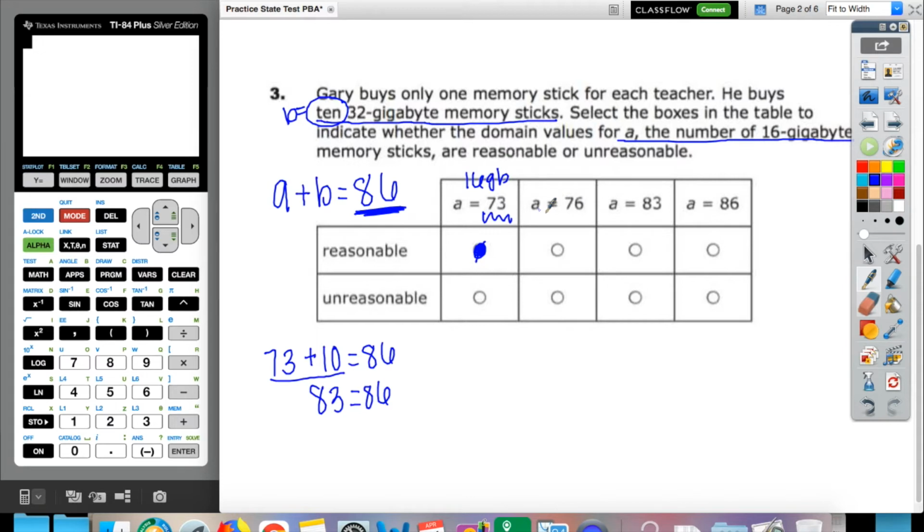Looking at the second one, they're telling us A is 76. Our B is still 10. So if we add that up, is he going to have enough to get all of those memory sticks, or is he going to go over? So 76 plus 10 is 86. So on this one, he reaches every single teacher. So that is reasonable.